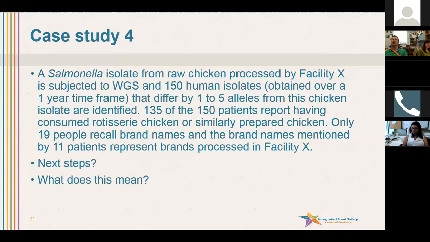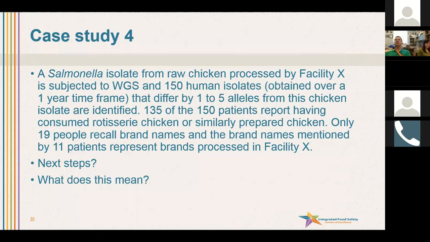Another question is, what about other facilities that produce the same brands? What is their testing showing? There is no testing result, but maybe there are other slaughterhouses that produce the same brands. The question is whether we should send investigative teams into some of the other facilities and see whether we find the same subtype in another slaughterhouse in a different state, maybe even one that produces for the same brand.